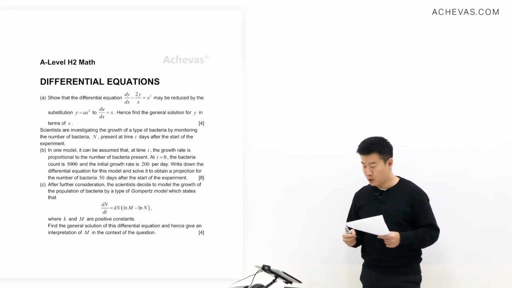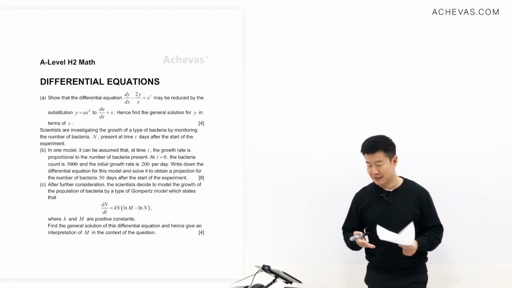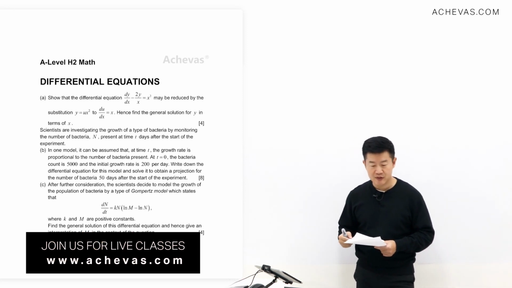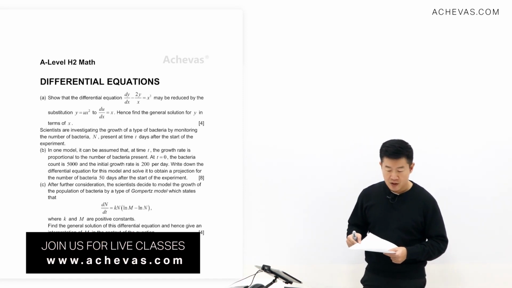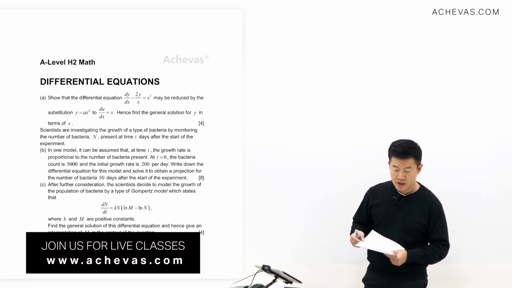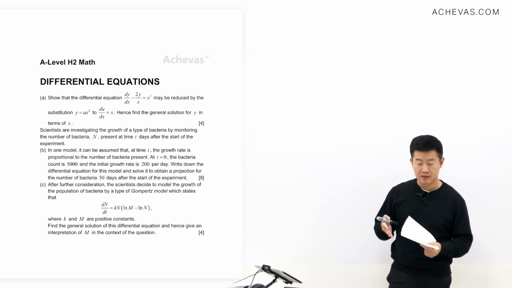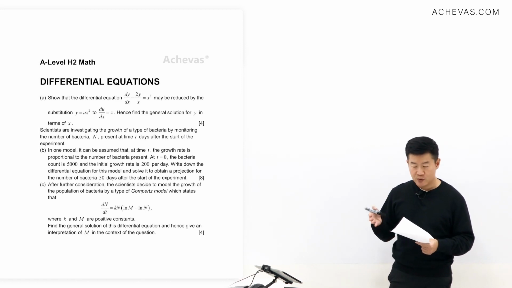So in this next part of the question, we are going to be dealing with bacteria. And according to part B, in one of the models that the scientist has come up with, we are supposed to be working on the growth rate of the bacteria. And according to the question, this growth rate is proportional to the number of bacteria.